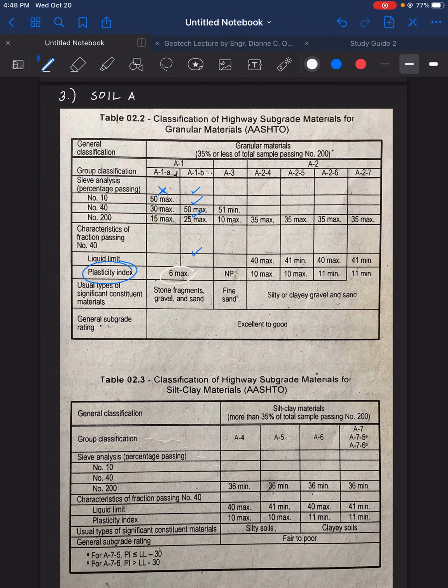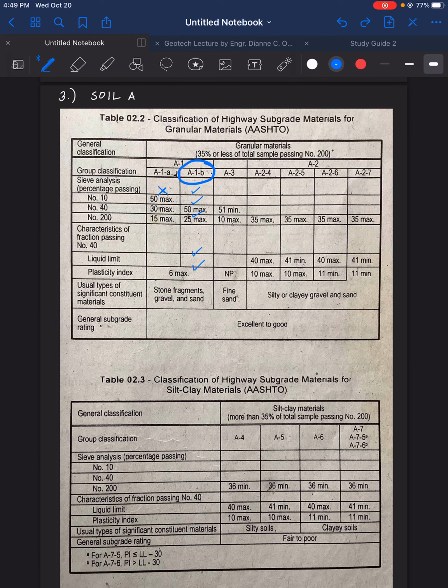It says here 6 max. Is 0 within 6 max? Yes, indeed, it is. Okay? So, what do we conclude now? We therefore conclude that the classification of the soil A is at A-1-B. Okay? Because you can see the check marks here.